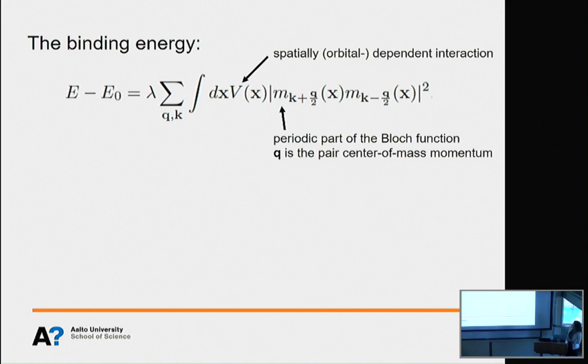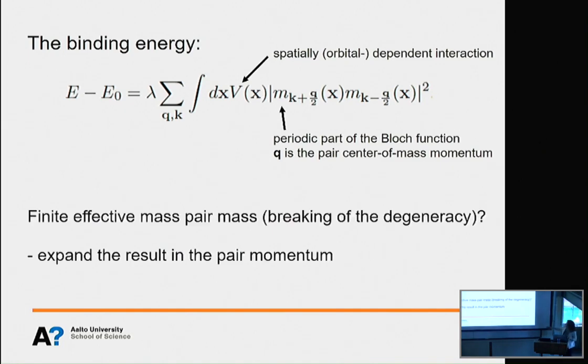And now x coordinate is like your orbital coordinate. We have a multiband system. The potential can depend on the orbital. And this is simply the overlap between the wave functions of the two particles that are scattering. So since there is no kinetic energy in the flat band, it doesn't appear. It's just the overlap.